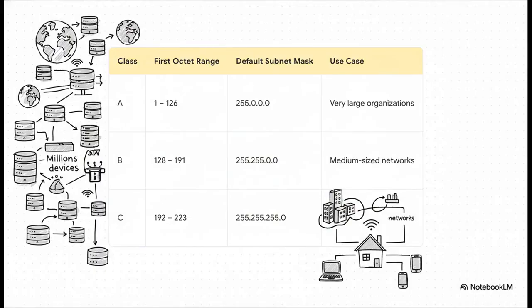Now, to manage the millions and millions of devices online, not all networks are the same size. IP addresses are organized into these classes. You've got Class A for giant organizations. We're talking huge. Class B is for medium-sized networks. And Class C, which you can see here, is the most common for small networks, like the one in your home. This whole structure just helps keep the internet's massive global address book nice and organized.